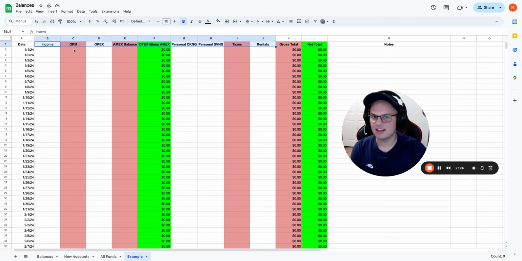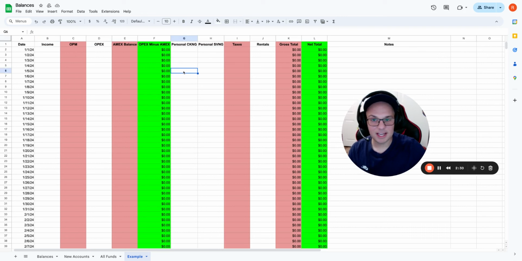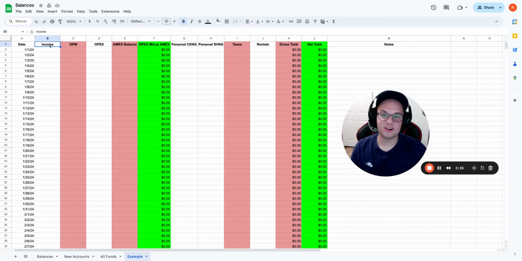Even if it's not exactly how I have mine set up, I definitely do recommend you have a similar structure to at least what I have set up. So let me explain how all these work. Now, very, very important. Let's start off with our income account. And I actually stole this concept from the book Profit First.